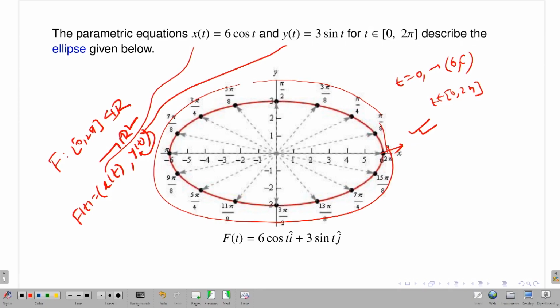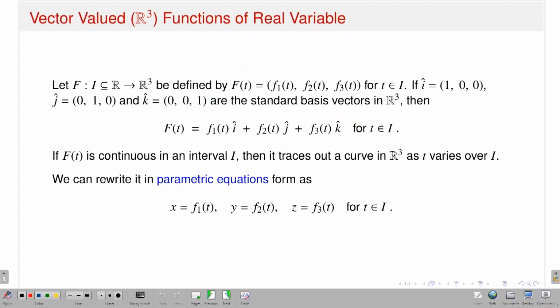And at t equal to 2 pi, it will be the same point. So it will be an ellipse. Therefore, this is the corresponding parametric representation of an ellipse. Okay, so this is the kind of curve I have seen in R2.